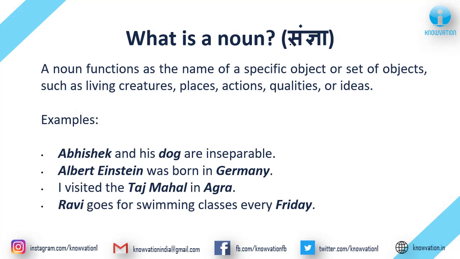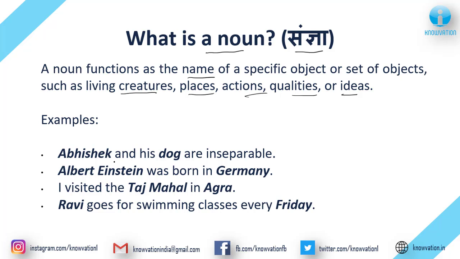So the first most basic thing that comes to our mind is, what is a noun? संज्ञा क्या होता है? So I'm pretty sure most of you know that a noun is just a name of living creatures, places, actions, qualities और ideas. इनके जो नाम होते हैं उन्हें ही हम noun कहते हैं. चलिए कुछ एग्जाम्पल देखते हैं.